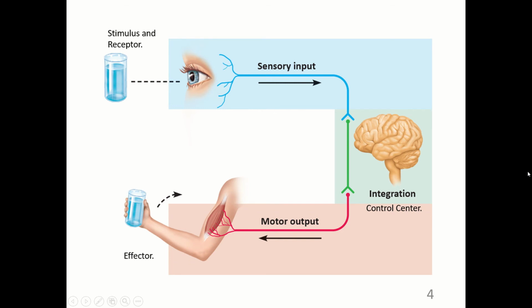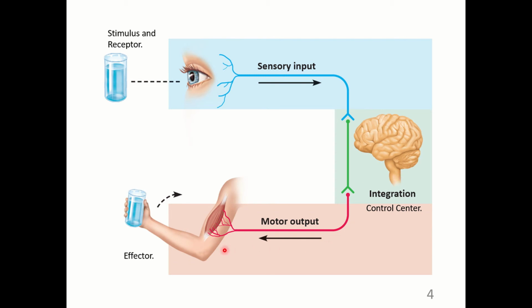This illustration shows sensory input, integration, and motor output. Sensory input occurs when you look at a glass of water while you are feeling the sensation of thirst. That visual cue, as well as the sensation of thirst, will be integrated in the control center, which is the brain and spinal cord.